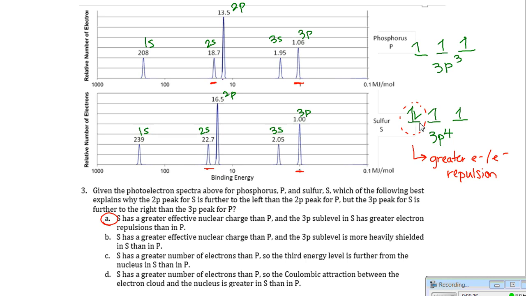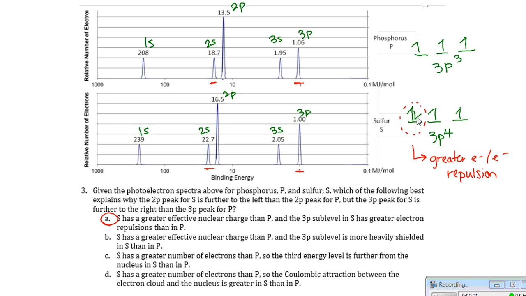And when you have 2 electrons that occupy the same orbital, that increases electron-electron repulsion. And as a result, it makes the binding energy for this electron right here not as great, because if this electron right here could be removed, that reduces the electron-electron repulsions, okay?